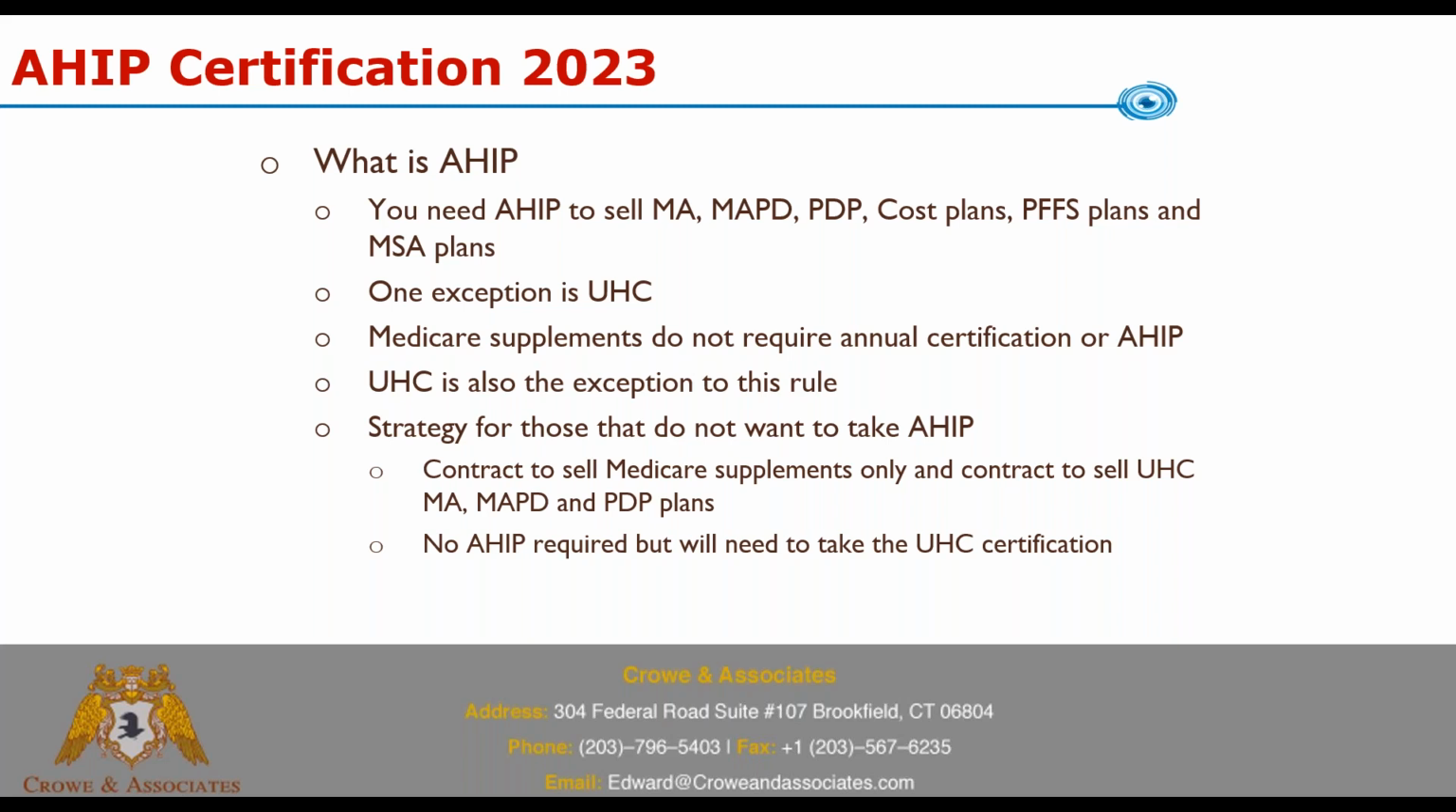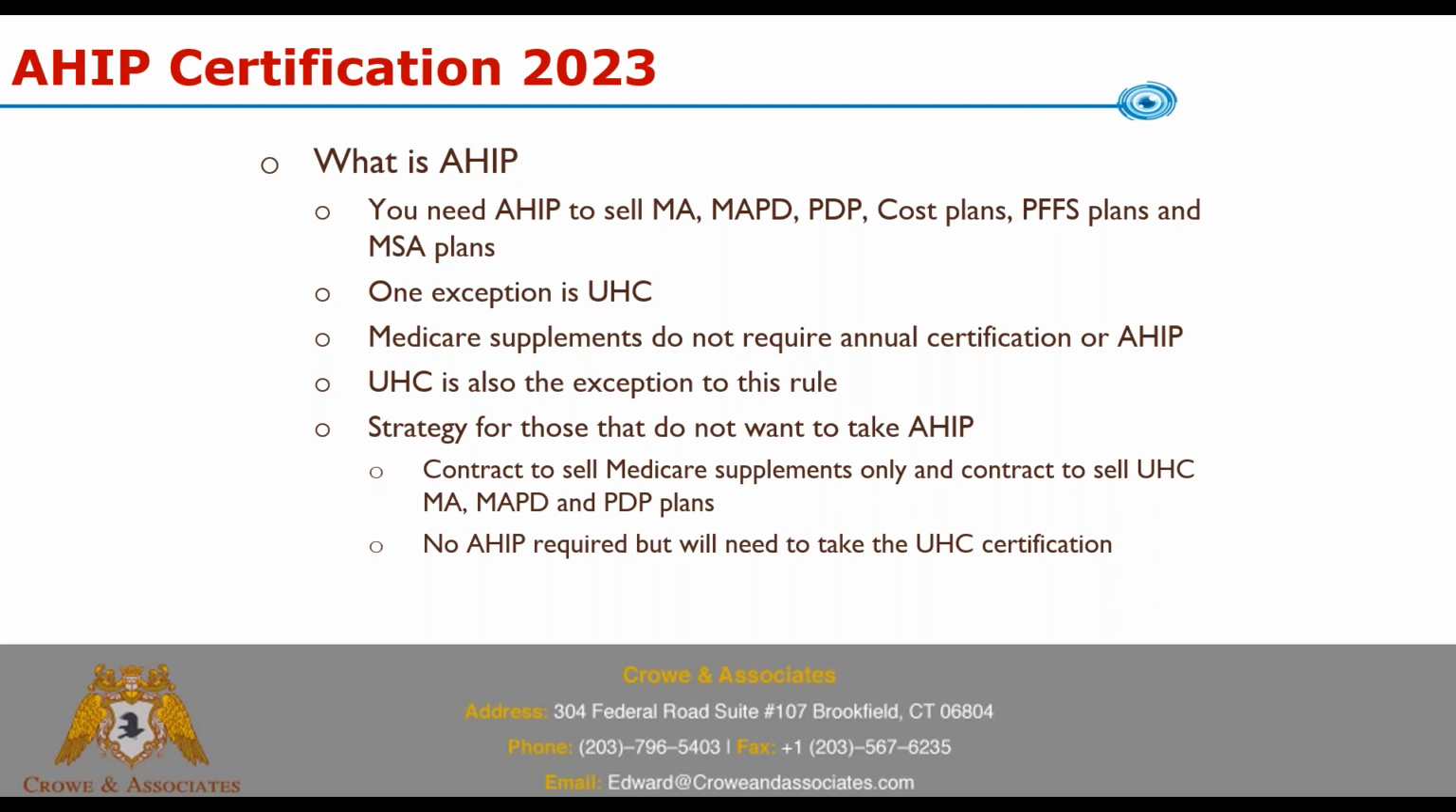So you need AHIP to sell MA, MAPD, PDP, and cost plans. Cost plans are only in certain states. Private fee-for-service, which was really popular a few years ago, but seems to have faded away a bit. And then MSA plans, which there are still some MSAs out there, but not too many.